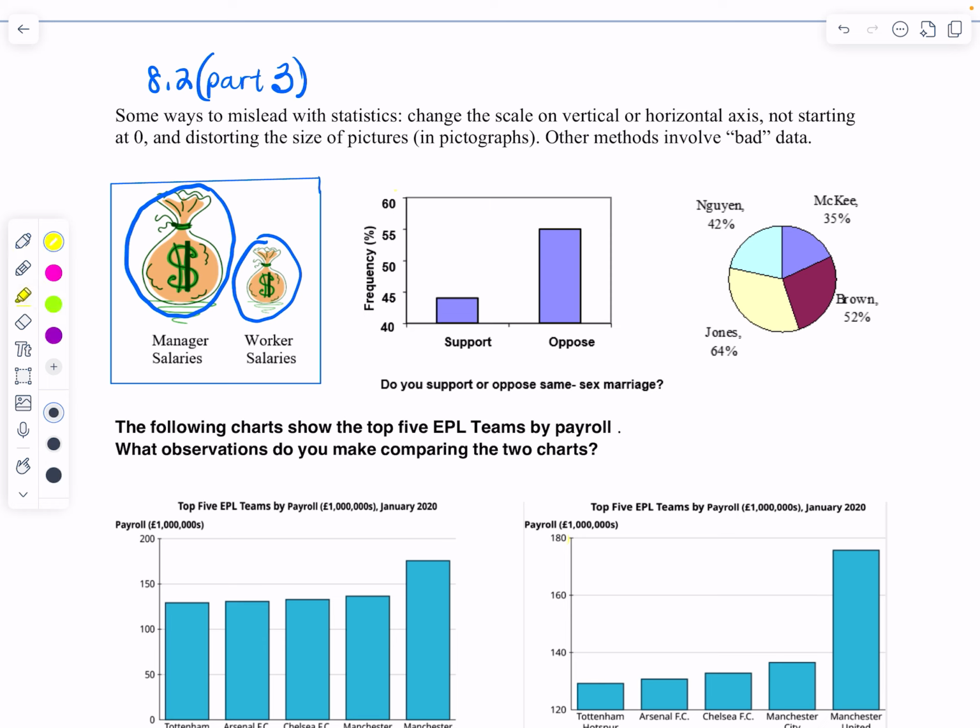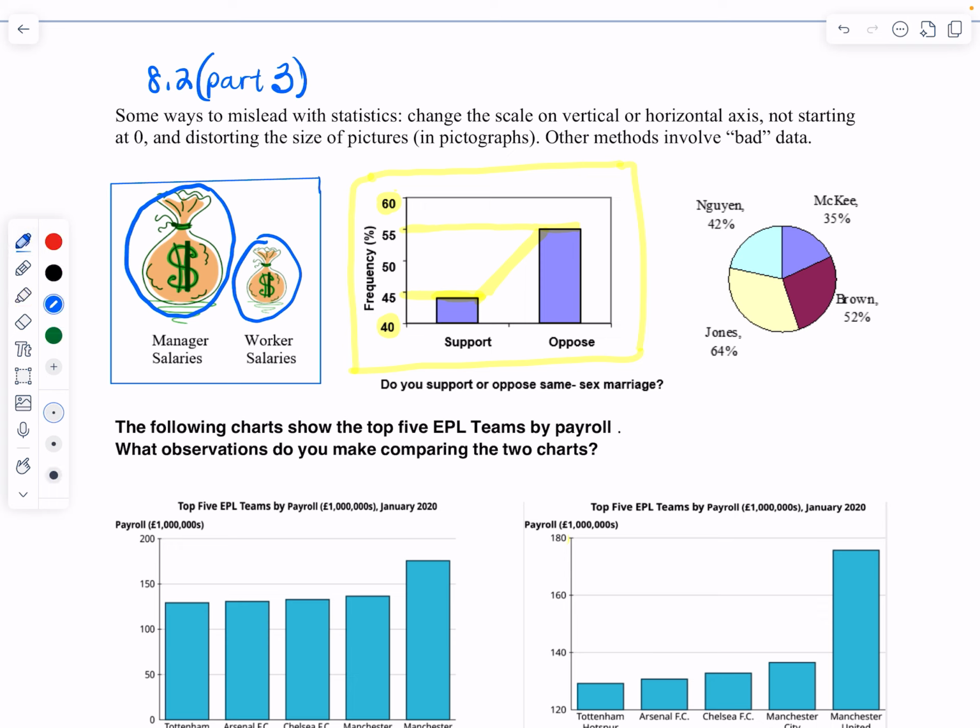So the second one I'm looking at here is a chart that has a frequency starting at 40, not 0, and going to 60. And the chart is about, do you support or oppose same-sex marriage? So if we look at this, 45% support and 55% oppose. But because the scale starts at 40 and goes to 60, it looks like there's a big difference when it's only 10%. So again, if you mess with the scale, then you can lead the viewer in a particular way.